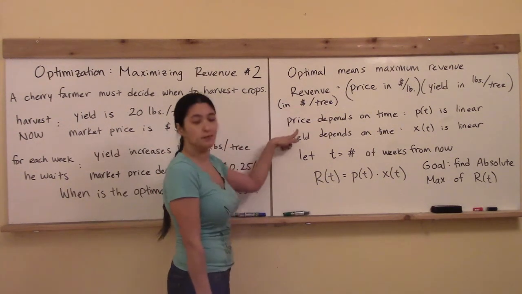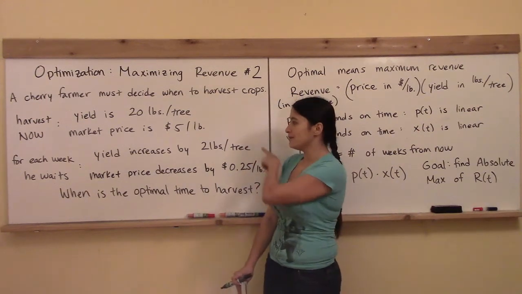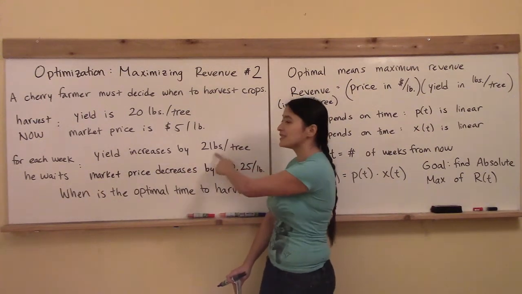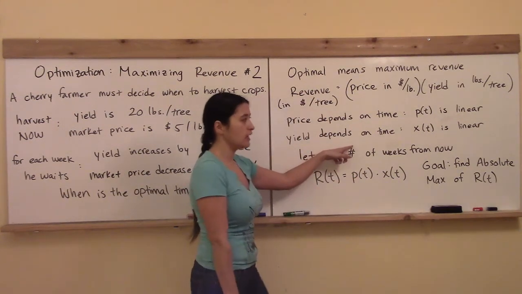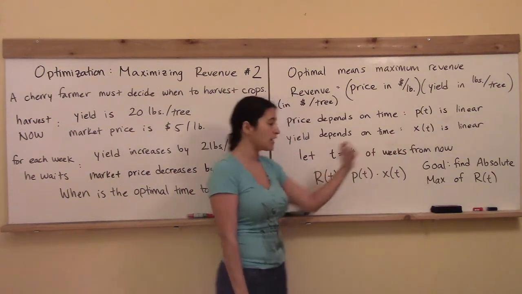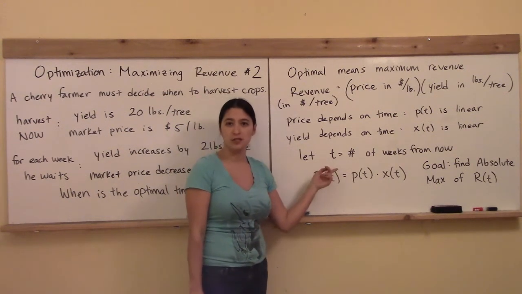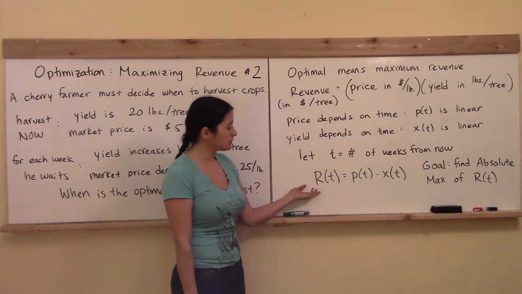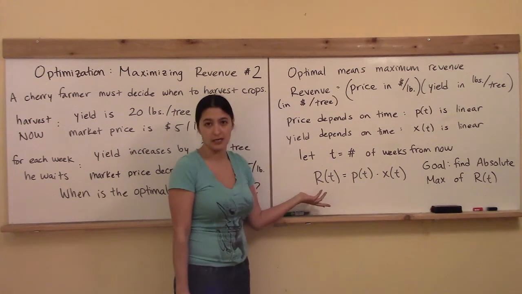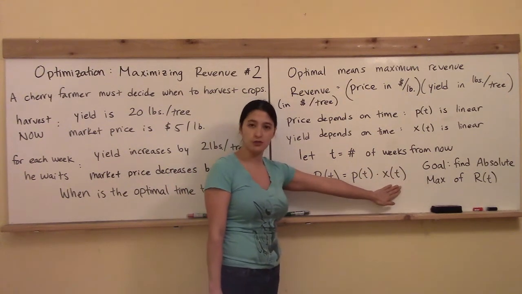The price depends on time, and it does so in a linear fashion, and that can be seen by the statement that it's going to decrease by a fixed amount for a fixed amount of time. Likewise, the yield depends on time, and that also occurs in a linear fashion. If I let my variable t be equal to the number of weeks from now, then my total revenue is going to depend on the number of weeks from now that I decide to harvest, and that will be the price at that time times the yield per tree at that time.